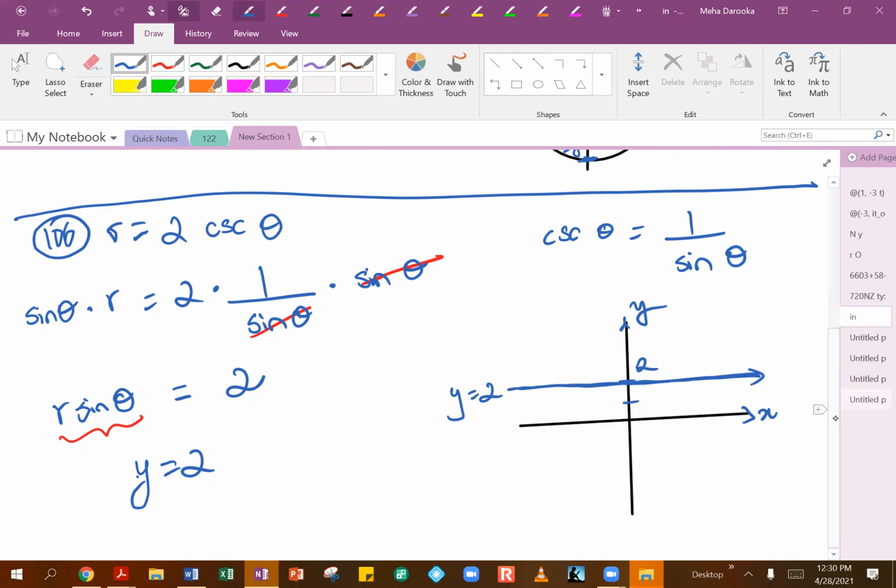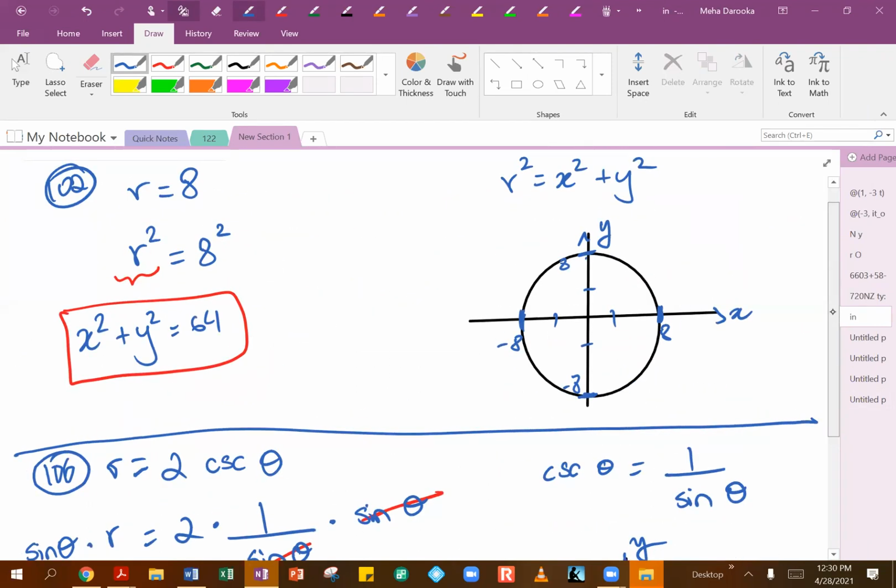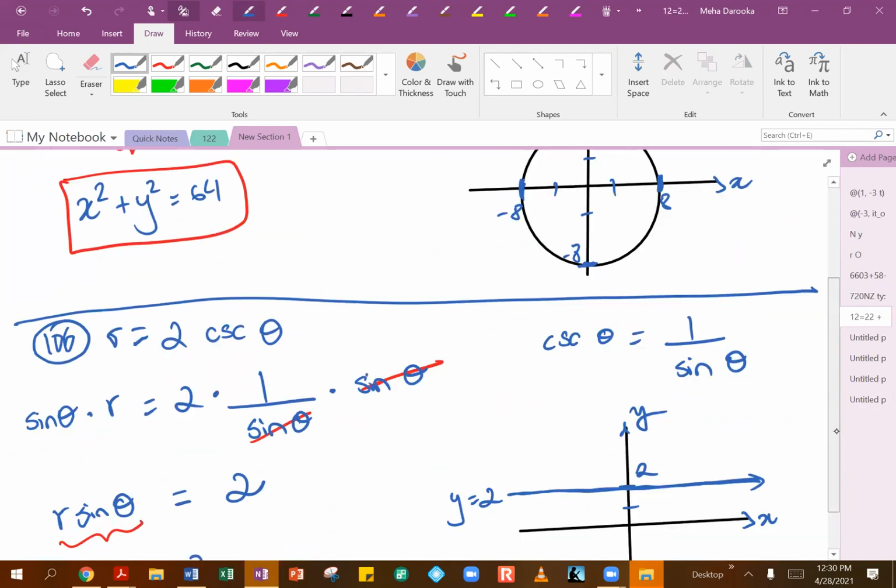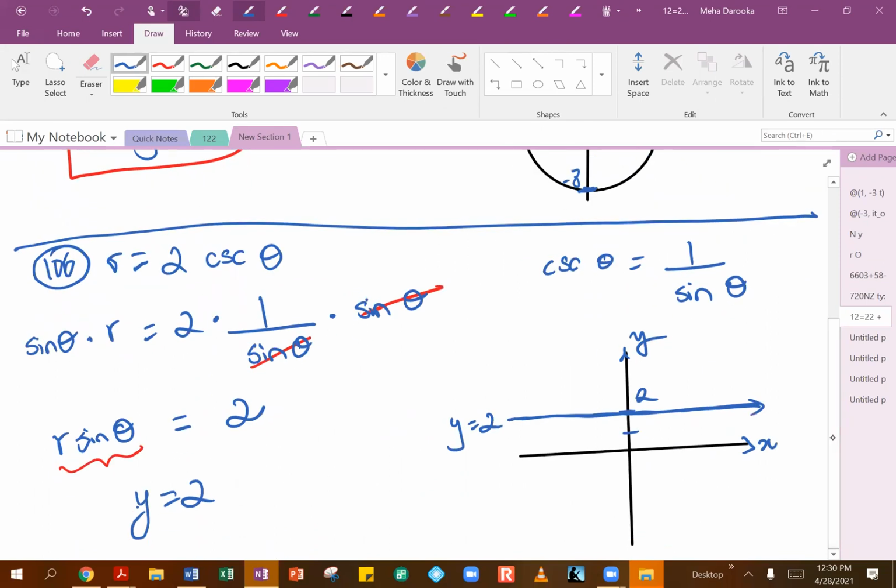So it actually comes out to be a straight line in your rectangular coordinate plane, like this guy came out to be a circle. So, each equation is going to be different. Each conversion is going to be different depending on what your polar form is given to you and how you can manipulate it to convert it into your rectangular format.